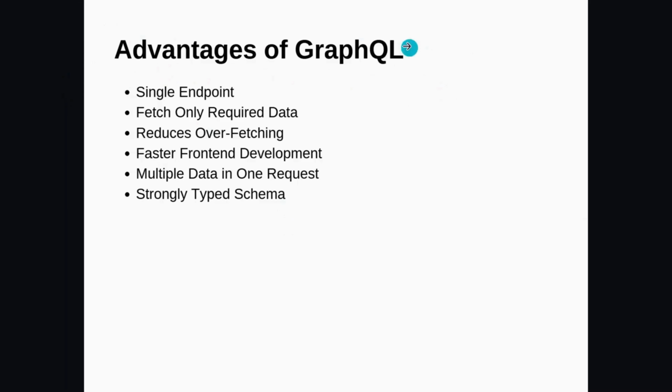There are other advantages of GraphQL. If someone asks you in an interview, these are the points you can mention: it has a single endpoint, fetches only required data, and reduces overfetching. It enables faster front end development because it returns only the required data, not all the data. Overfetching sometimes takes time and delays the application, but if overfetching is not there, it makes the front end faster. Then we get multiple data in one request, and it has a strongly typed schema. These are all the advantages of GraphQL.